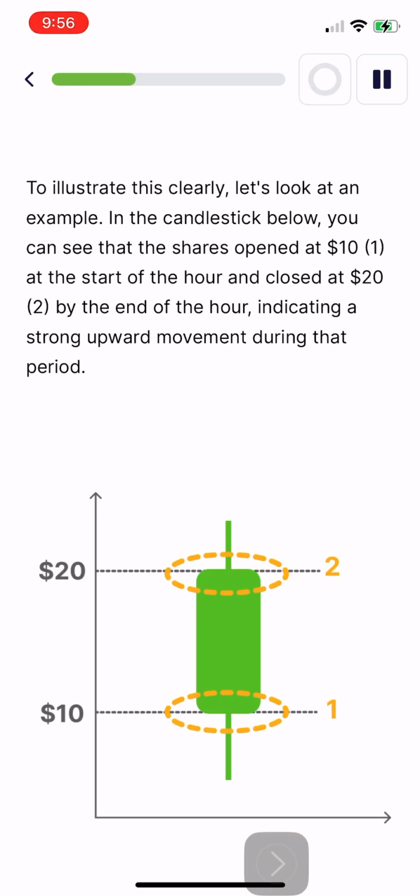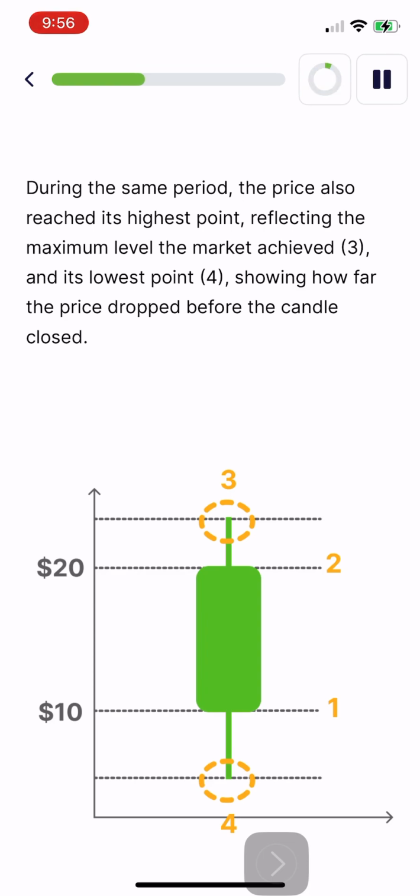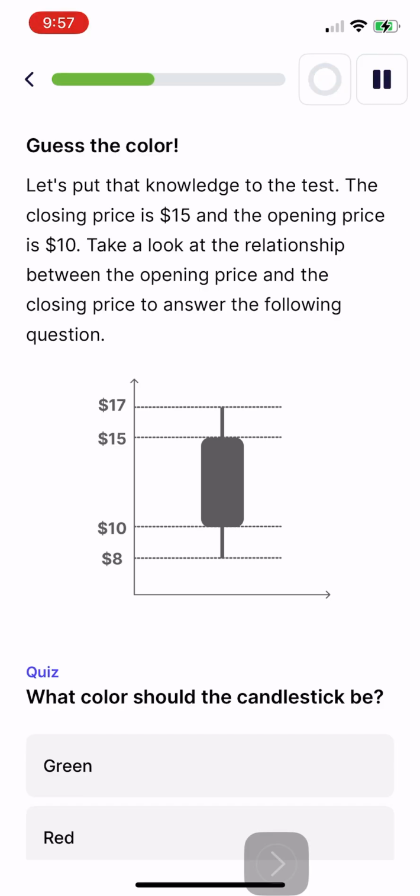To make this clear, let's look at an example. In the candlestick below, you can see that the shares opened at $10, as marked by number 1 at the start of the hour, and closed at $20, as shown by number 2 by the end of the hour. This indicates a strong upward movement during that period. During the same period, the price also reached its highest point, as shown by number 3, reflecting the maximum level the market achieved. It also reached its lowest point, marked by number 4, showing how far the price dropped before the candle closed. Let's put that knowledge to the test.